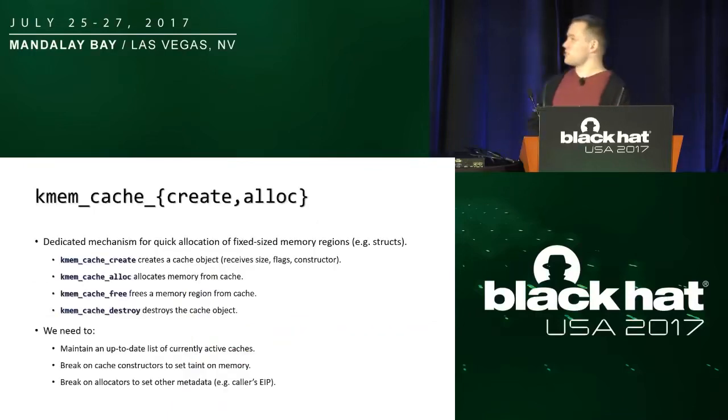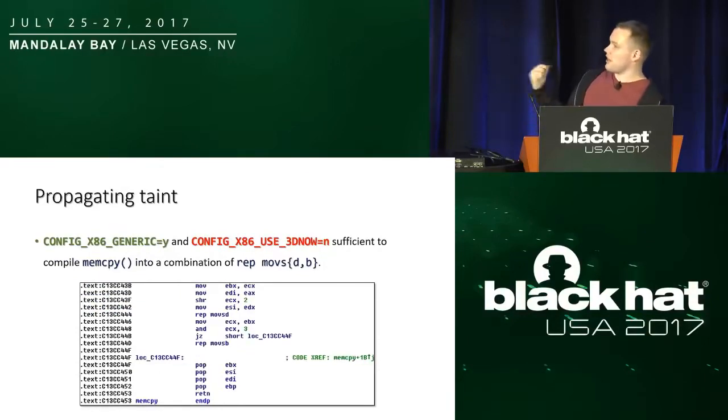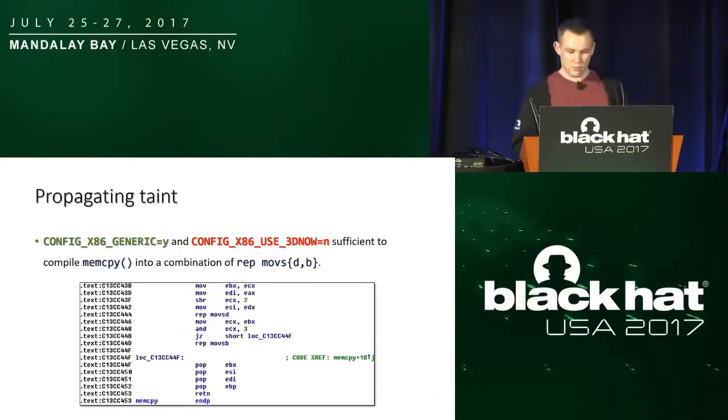Then we have this troublesome family of kmem_cache functions, which create a cache of allocations which are initialized and tainted at the time when the object is initialized, but not at the time when it is requested. So we have to implement some additional logic to account for that. Other than that, we have a few flags that we have to set in the config in order to make the memcpy function be compiled into a set of rep movsb instructions.